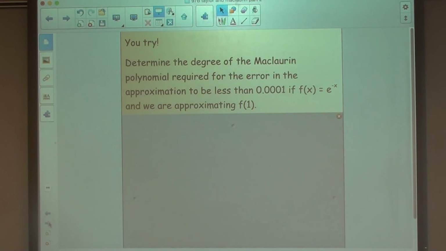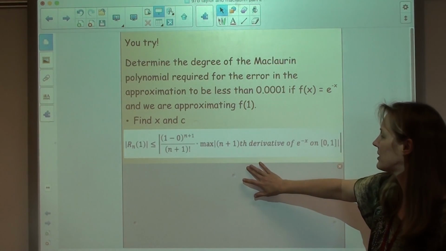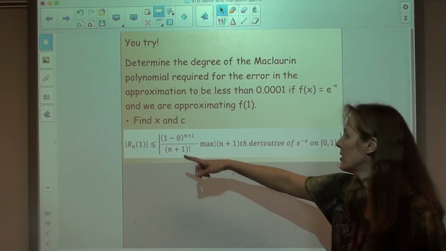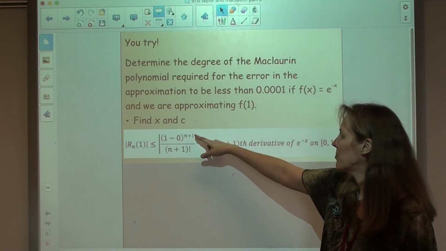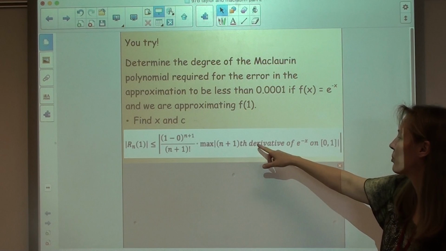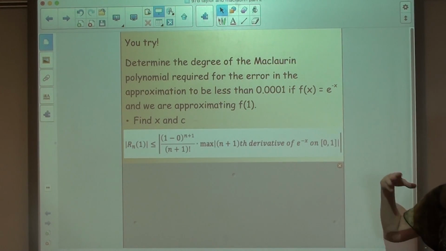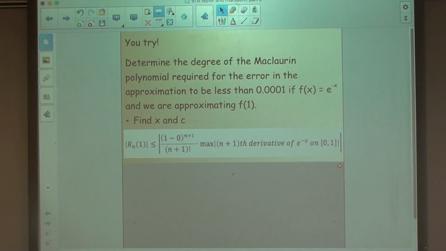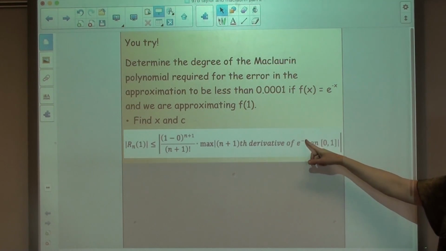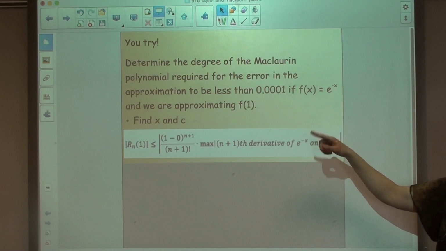So let's just walk through this real quick. Okay, so x is 1, c is 0. So you end up with 1 minus 0 to the n plus 1 divided by n plus 1 factorial times the max of the n plus 1th derivative of e to the negative x on 0 to 1. The n plus 1th derivative of e to the negative x is e to the negative x, regardless of the negative because it's absolute value. So you plug in a 0, e to the 0 is 1. You plug in a 1, e to the negative first is 1 over e.